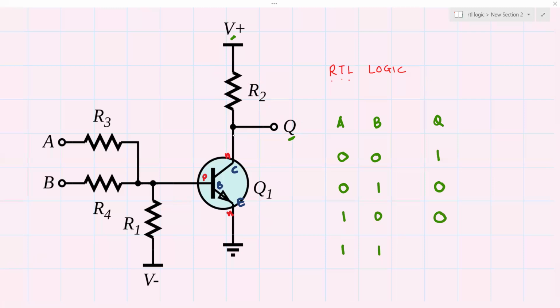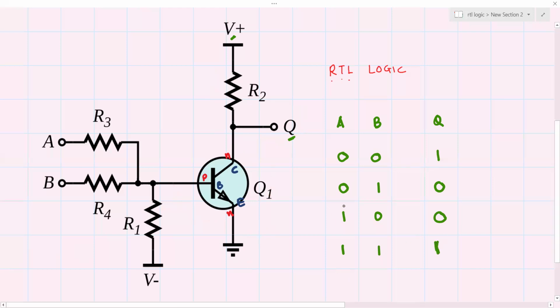How about the final combination, that is 1, 1? Obviously, there are two paths for the signal. The two resistors are in parallel here. And therefore, again, you have a positive voltage. The base emitter junction is forward biased. The transistor gets saturated again. Collector current flows through resistor R2, pulling the output Q to the lowest voltage level in the circuit, which is the ground. So again, you have a logic 0 here.